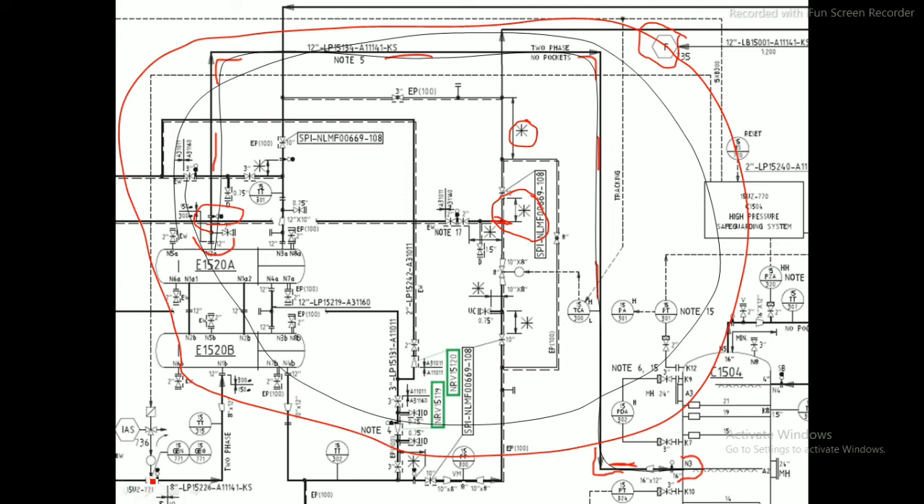You can see here the control valve is there. Now you can see the valve is there, and here we are getting a spec break. It means the material is getting changed, that's why they have used a spec break. So here you can see we have a valve.